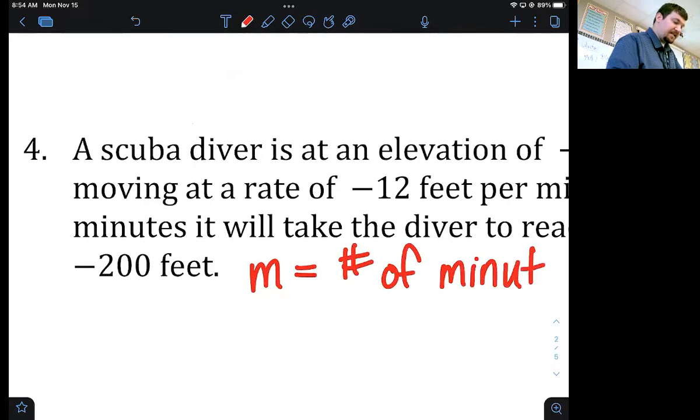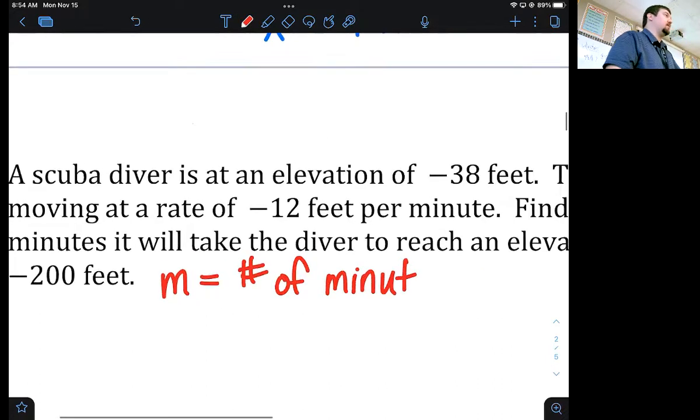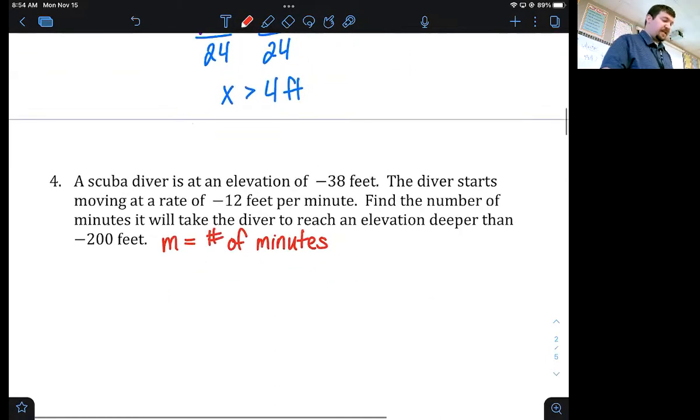They make it easy when they say find the, and then minutes are right after that. Find the number of minutes it will take the diver to reach an elevation deeper than, we'll have to talk about what that means because there is no deeper than symbol, deeper than negative 200 feet. So just like with the ATM question, where are we currently at? Negative 38. Let's start there.